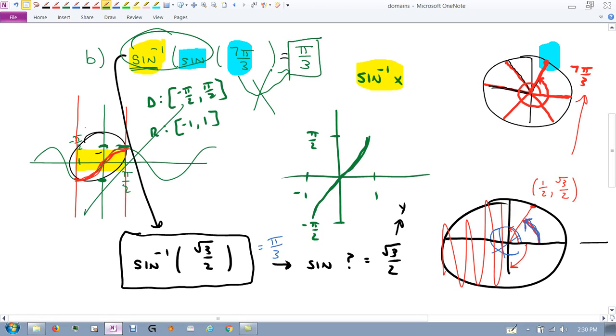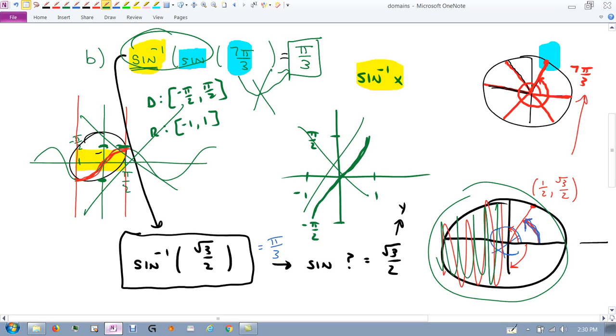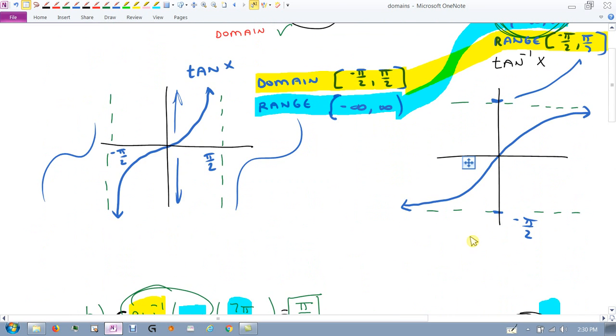So you have to actually go through this process of analyzing all of this. What you really need to know is that when you do arc sine, you have to cut off that left-hand side. So that's a big difference from what we just saw in part A. All right, so that's 5A and B.